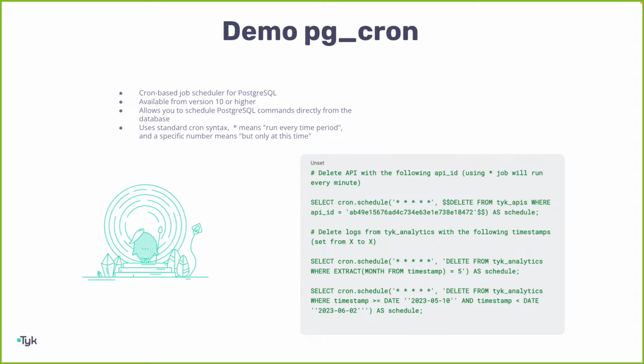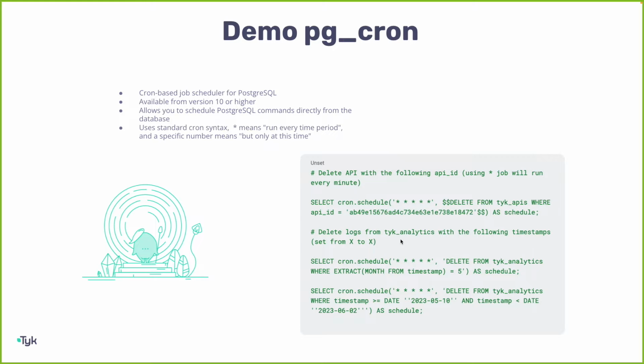So the first job we're going to be talking about is basically a simple one. That is a job to delete an API with the following API ID. It's going to run every minute based on the job that I've scheduled. It's going to delete from the type APIs table within your database where the API ID equals a specified number. Next, we're going to be talking about deleting logs from type analytics with the following timestamps.